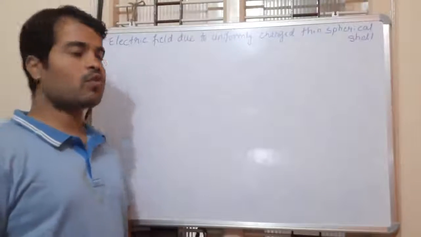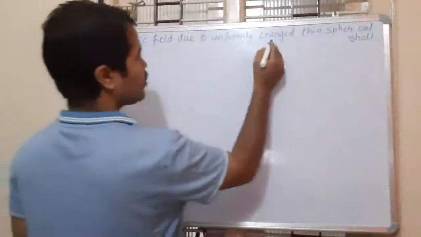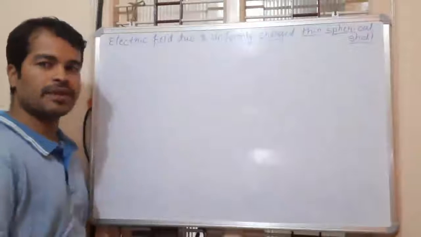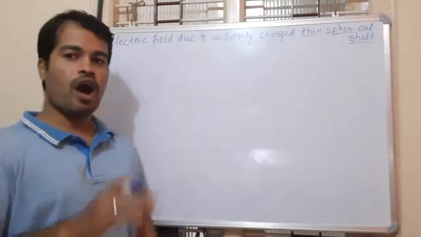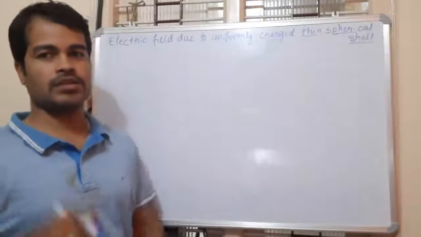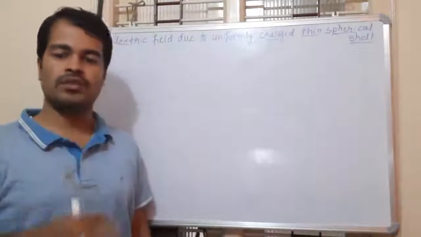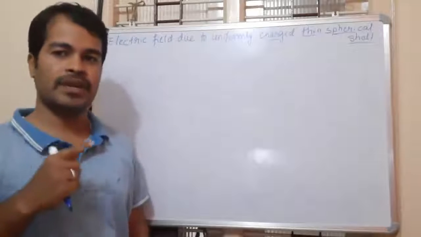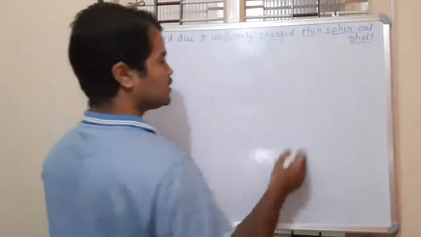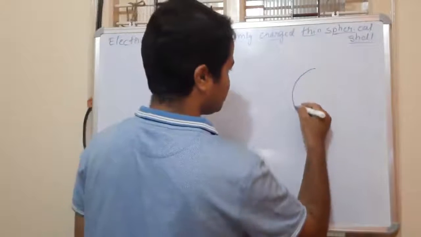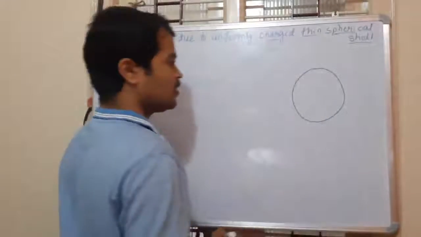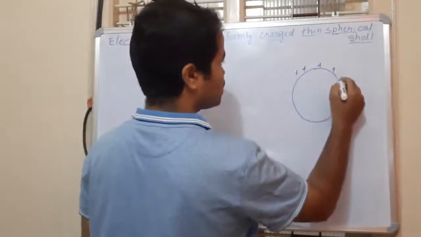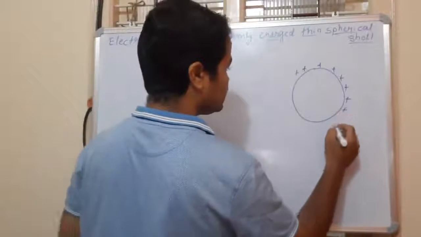Now we discuss the electric field due to a uniformly charged thin spherical shell. We need to find the electric field due to the spherical shell. In that, three cases will come: outside the spherical shell, on the spherical shell, and inside the spherical shell. Now consider a spherical shell, uniformly charged. We take it as uniformly positively charged for convenience.